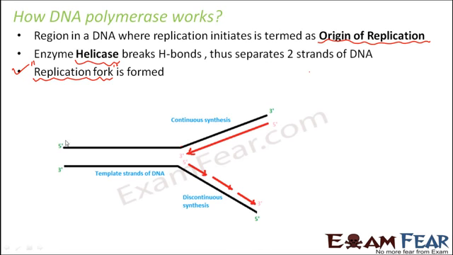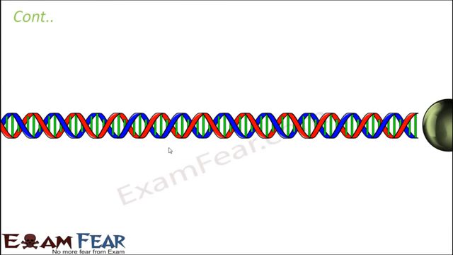Here you just notice a few small things. If you look at the two strands of DNA, they are anti-parallel to each other. This is the 5' end, this is the 3' end. For the other strand, this is the 3' end and this is the 5' end. So they are anti-parallel. When the enzyme comes in, it divides the DNA into this replication fork structure. So let us see how the enzyme does this.